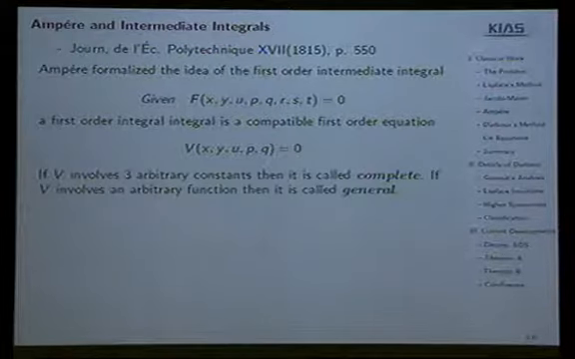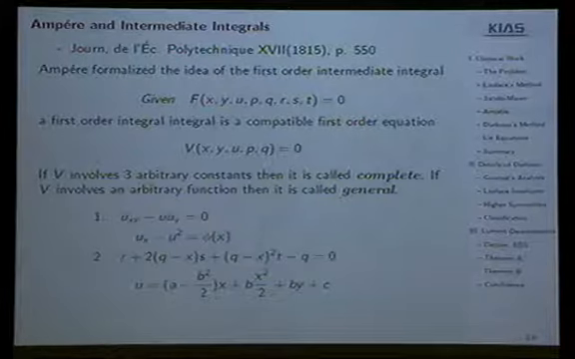In the classical literature, they go to great pains to give a variety of names to these intermediate integrals. If it involves arbitrary constants, it's called complete. If it involves an arbitrary function, it's called general.